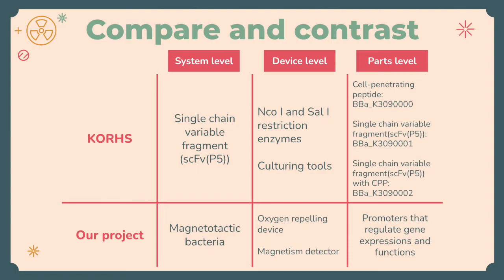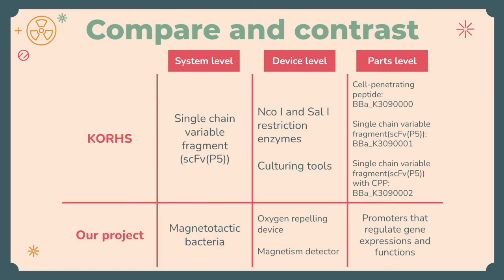Firstly, the Core HS team used a single-chain variable fragment, or the scFv peptide, while we used magnetotactic bacteria. Second, in the device level, the Core HS team used NcoI and SalI restriction enzymes to cut the peptides and vector and culturing tools in their further experiments, while our team used an oxygen-repelling device and a magnetism detector.